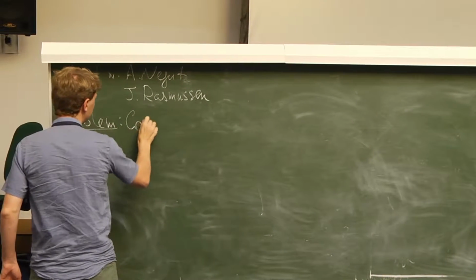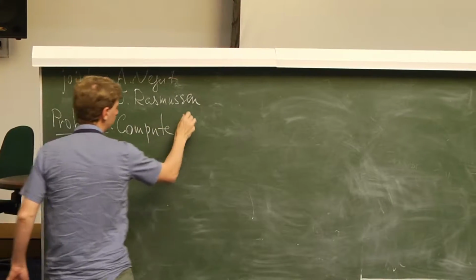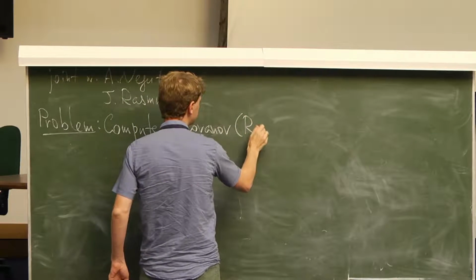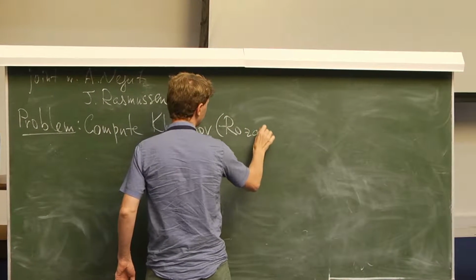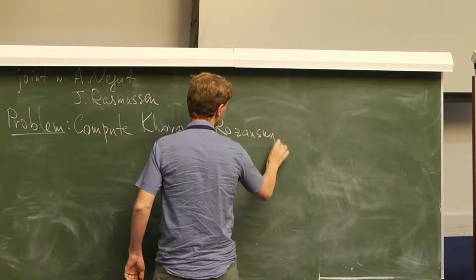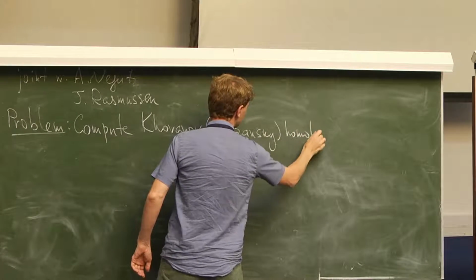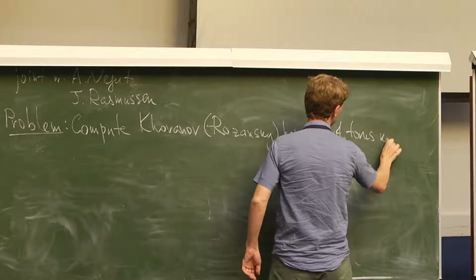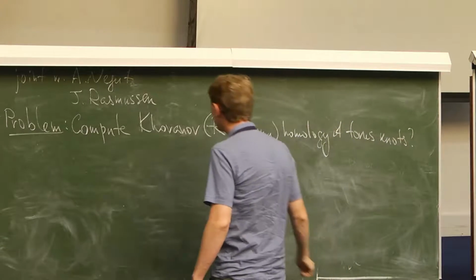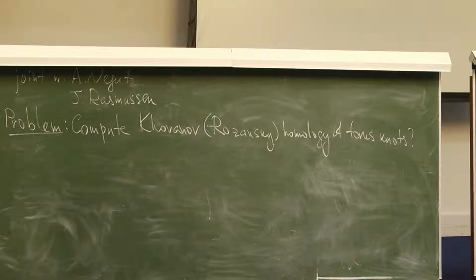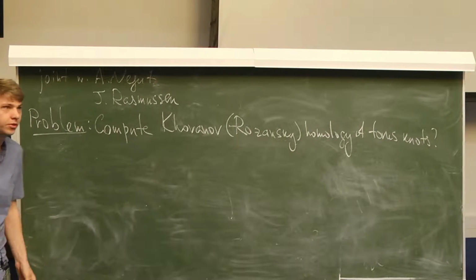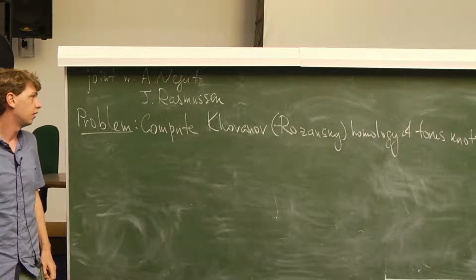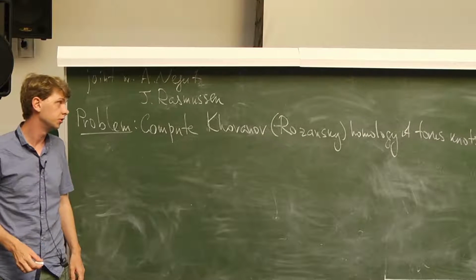How to compute Khovanov homology and Khovanov-Rozansky homology of torus knots, and some other big classes of knots. Torus knots are arguably the simplest possible class of knots, and a lot is known about them, but still it's not known how to compute their Khovanov homology.